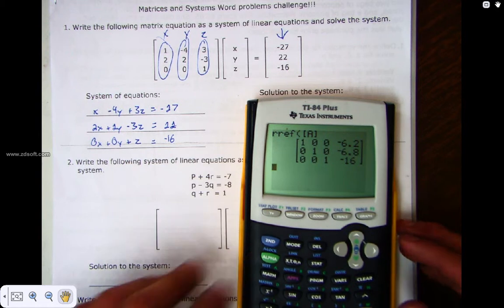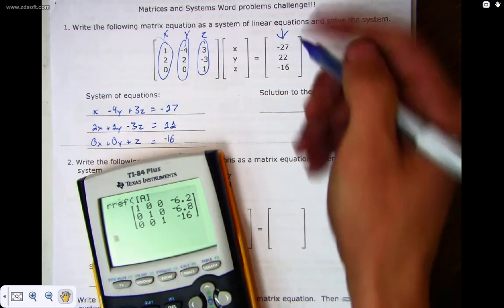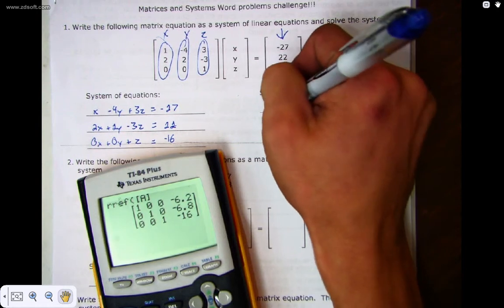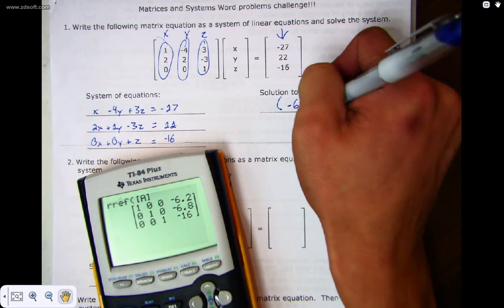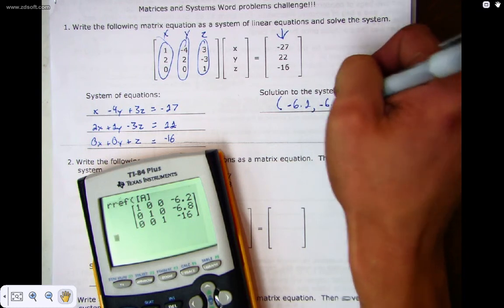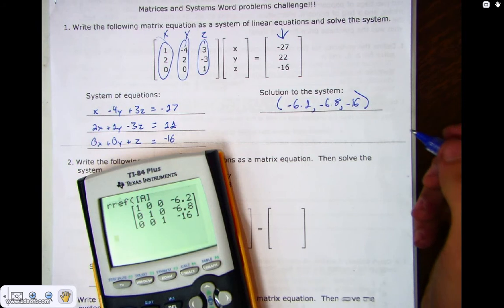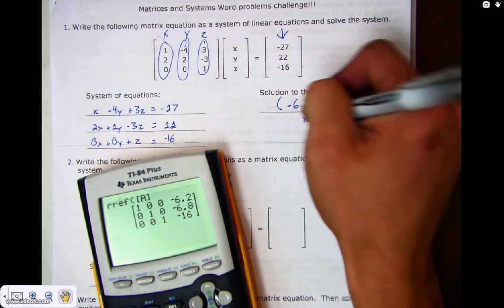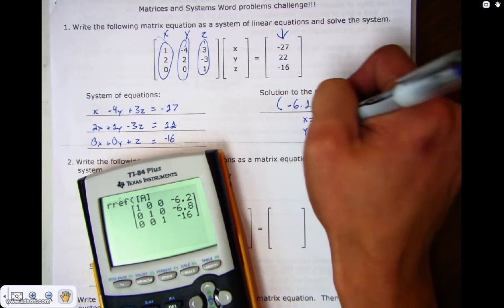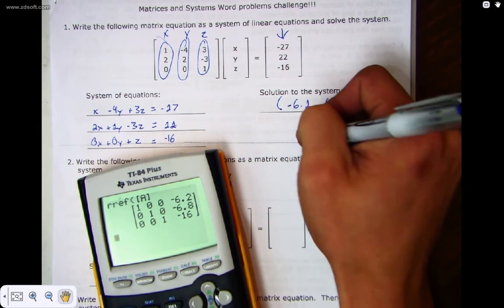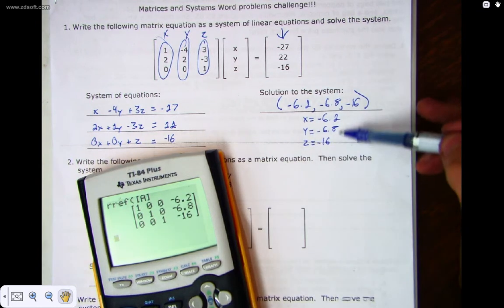so we should have negative 6.2, negative 6.8, and negative 16. So our solution is, you can either write it like this, like an ordered triple, negative 6.2, negative 6.8, negative 16, like that, or you can write it, and this is the way I would recommend you writing it, x equals negative 6.2, y equals negative 6.8, z equals negative 16.